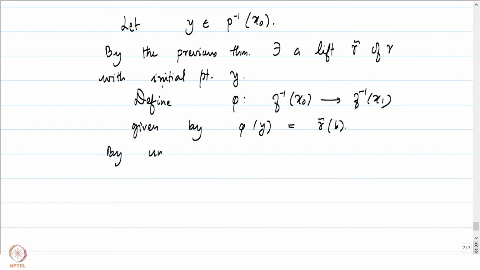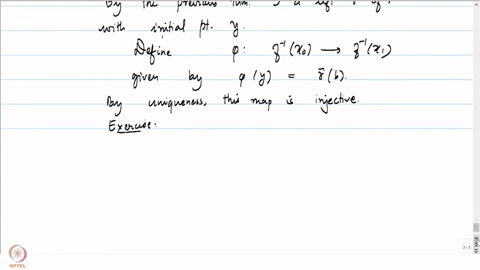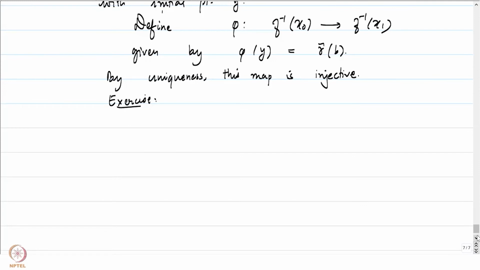By uniqueness, this map is injective, in fact. It's an exercise for you to sit down and complete. It's a simple exercise actually, which will help you think about why we are considering such a map and how the covering space theory is coming into the picture to conclude that phi is a bijection.